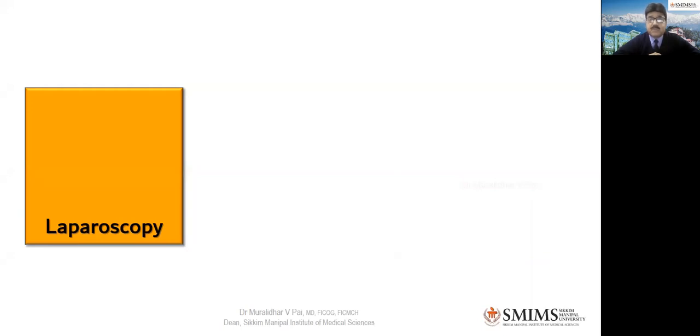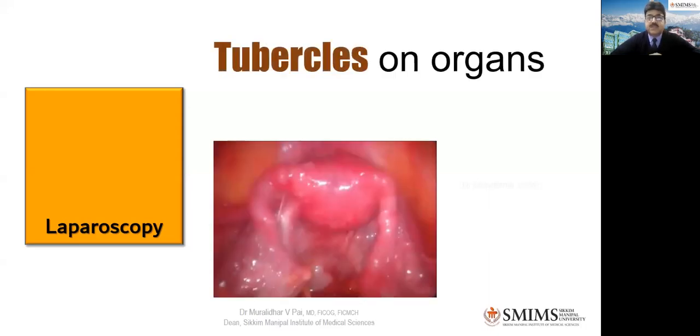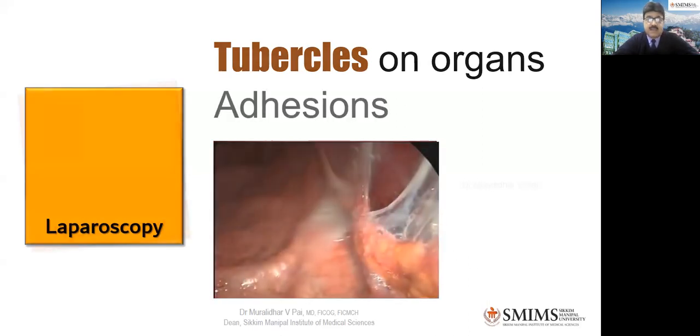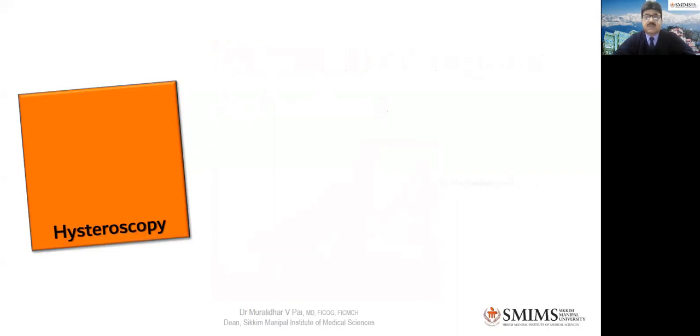You have done laparoscopy for some other reason. Maybe you were suspecting endometriosis. Maybe you were suspecting PID. Maybe you were suspecting some adhesions and wanted to do adhesiolysis. Then you will incidentally find tubercles on the organs. I hope I'm very, very clear. You don't do laparoscopy ab initio to diagnose tuberculosis. It is usually an incidental finding. Adhesions you can see. And that's how laparoscopy, hysteroscopy, X-ray, ultrasound will help you.